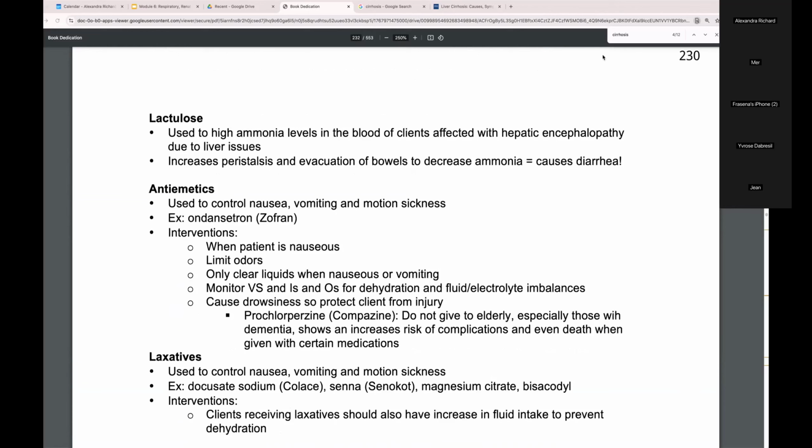Lactulose we've talked about already. It's used for high ammonia levels in the blood with people with hepatic encephalopathy. Just make sure you know it causes diarrhea. It increases peristalsis, movement through the GI tract, and it increases evacuation of the bowels. So, antiemetics. These are used to control nausea and vomiting and motion sickness. Like ondansetron, Zofran. Another one that I would know is prochlorperazine or Compazine. You don't give them to the elderly. Okay.